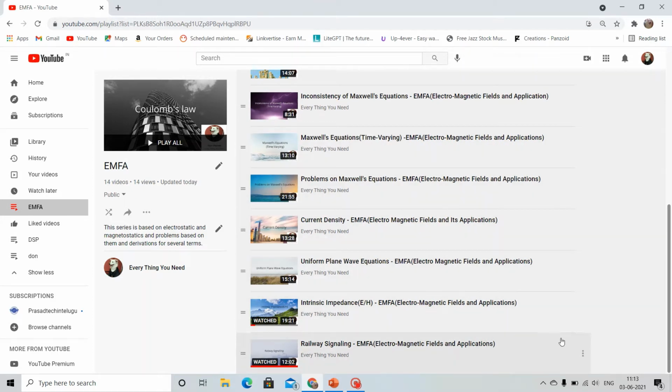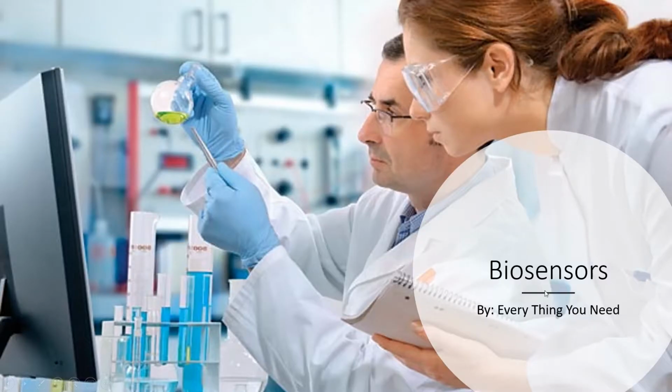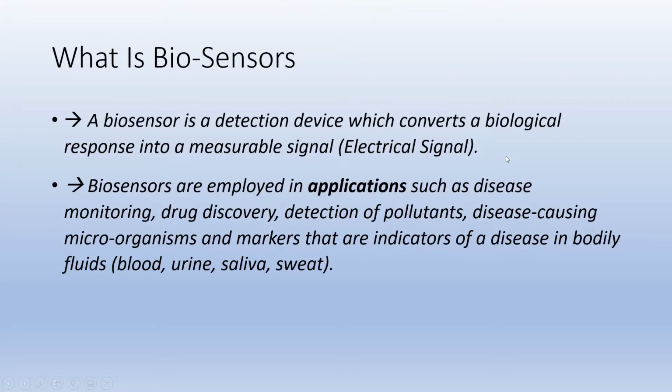Today, let us see some of the examples in biosensors. Biosensors by Everything You Need. Let us know what is biosensor and why it is employed in detection.